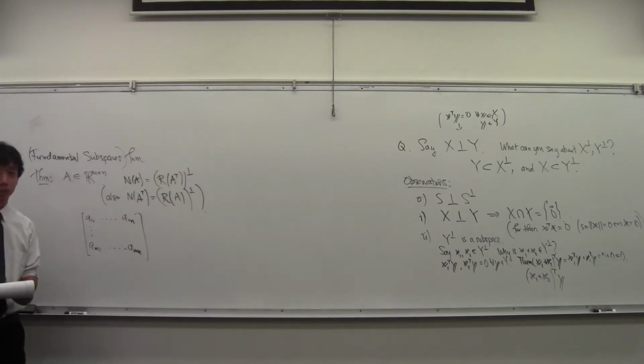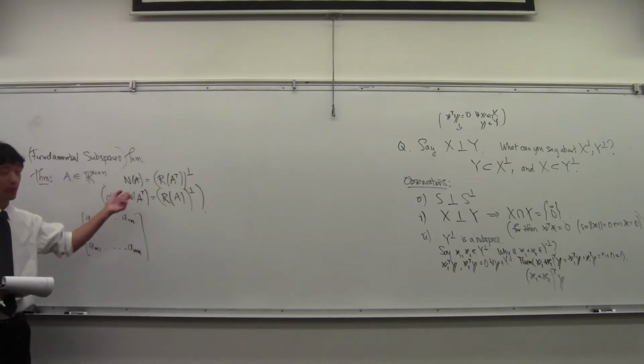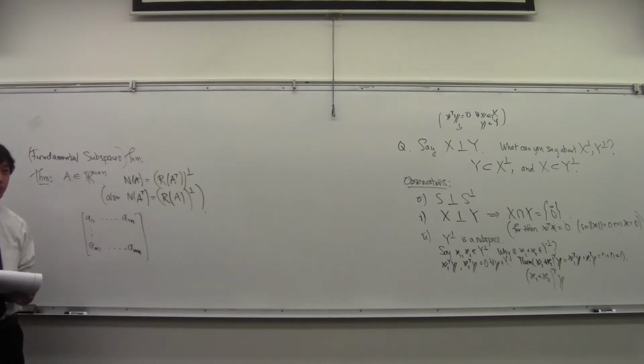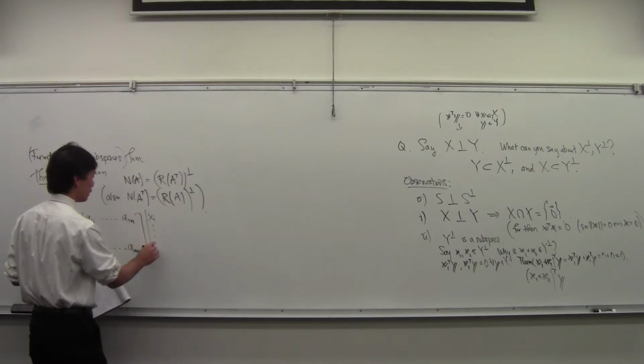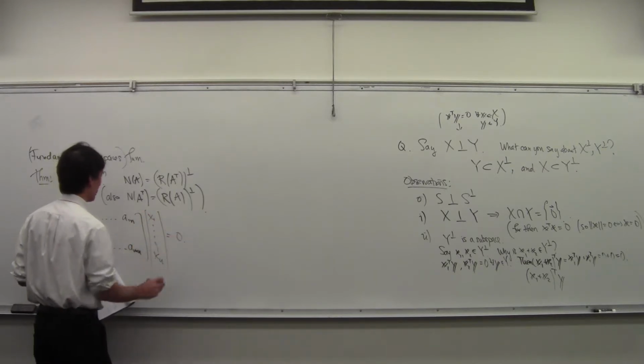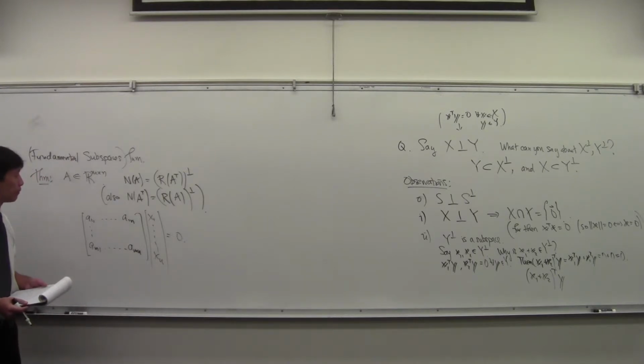Okay, so does somebody want to talk about this? What does the null space of A have to do with the range of A transpose? Well, what's the null space of A? It's too easy. Maybe you don't want to say it. The null space of A, of course, is all vectors x such that Ax is 0. Right? Okay, so what does that tell you?